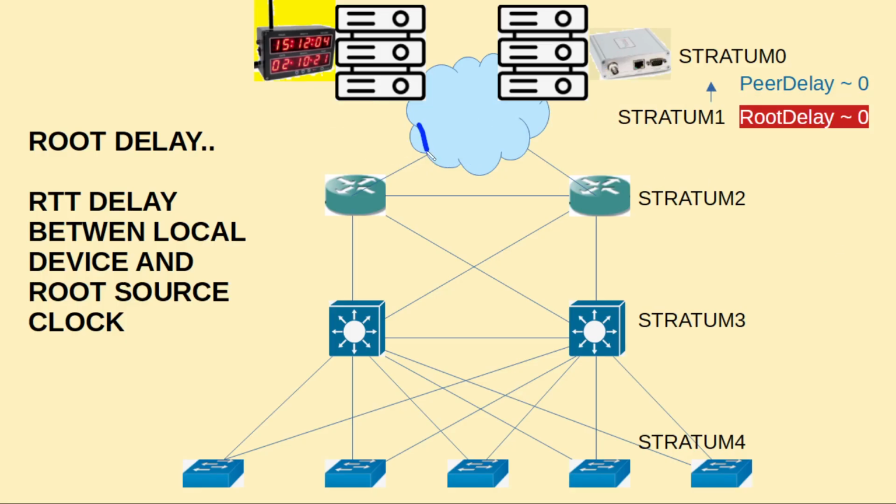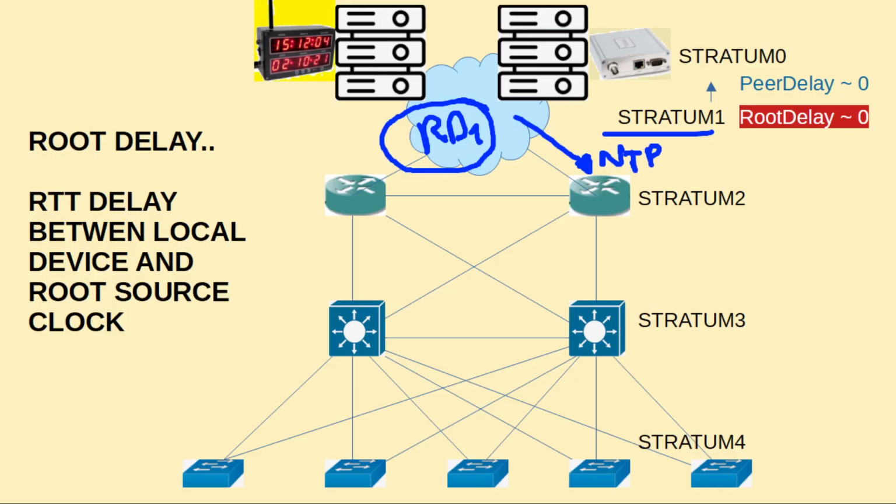Now, the root delay that was calculated here at the stratum 1 is going to be sent to all its clients. So stratum 2 devices are going to be aware of this calculation because they are going to receive it through NTP packets. Now let's see how to calculate the root delay at a stratum 2 device. Let's place ourselves here at a stratum 2 device.